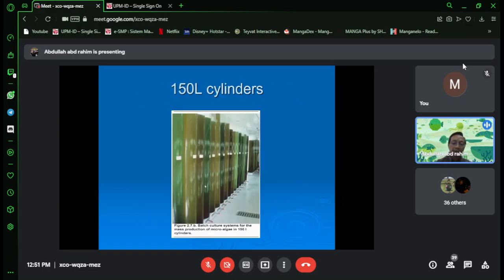And sometimes you can use cylinders like this, and you know microalgae comes in different varieties, different colors, and the color will tell you what species of microalgae there is here.